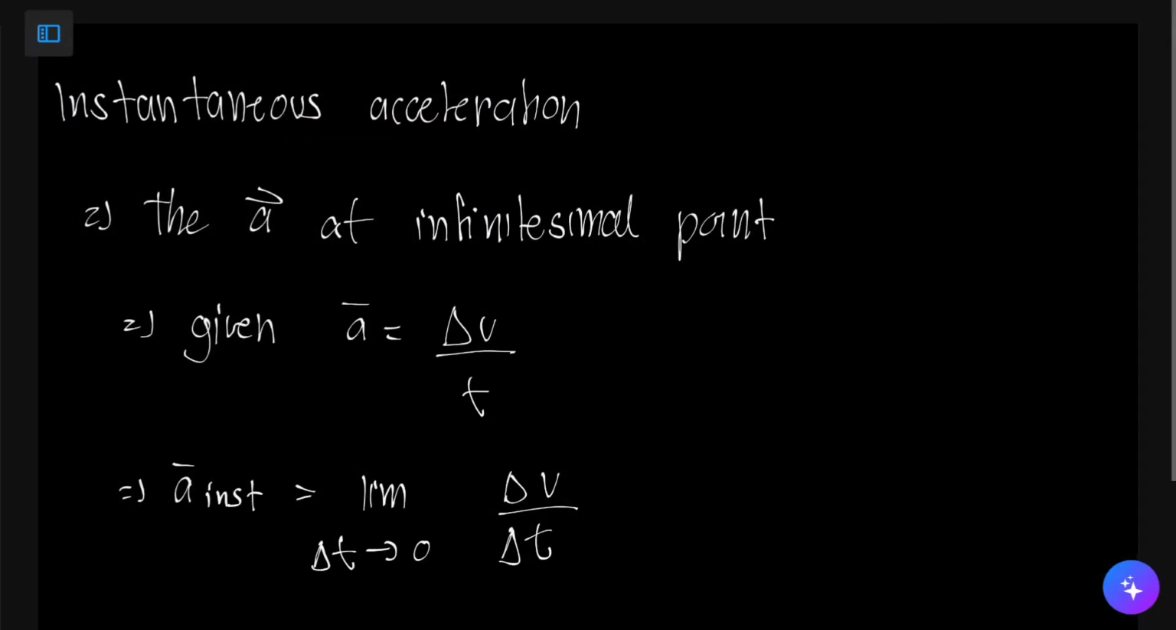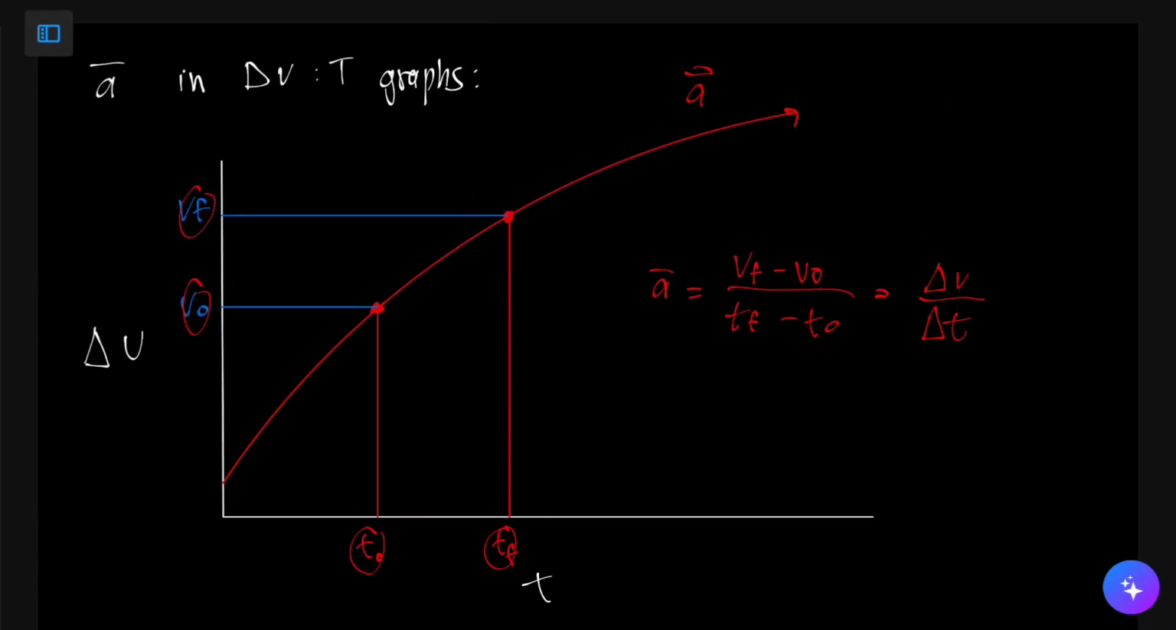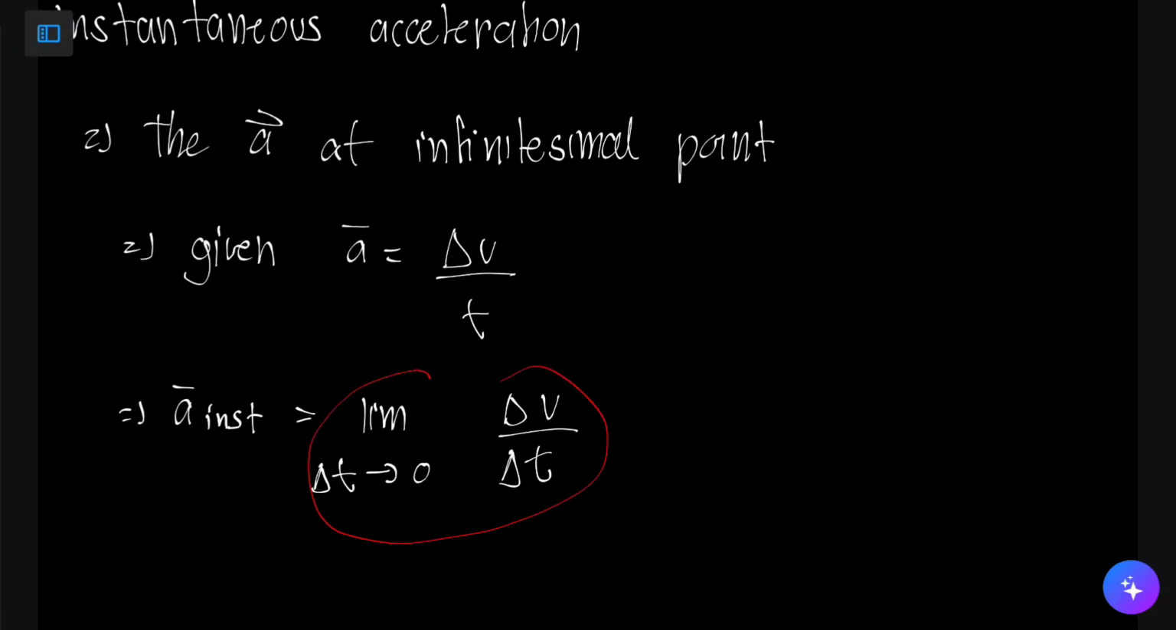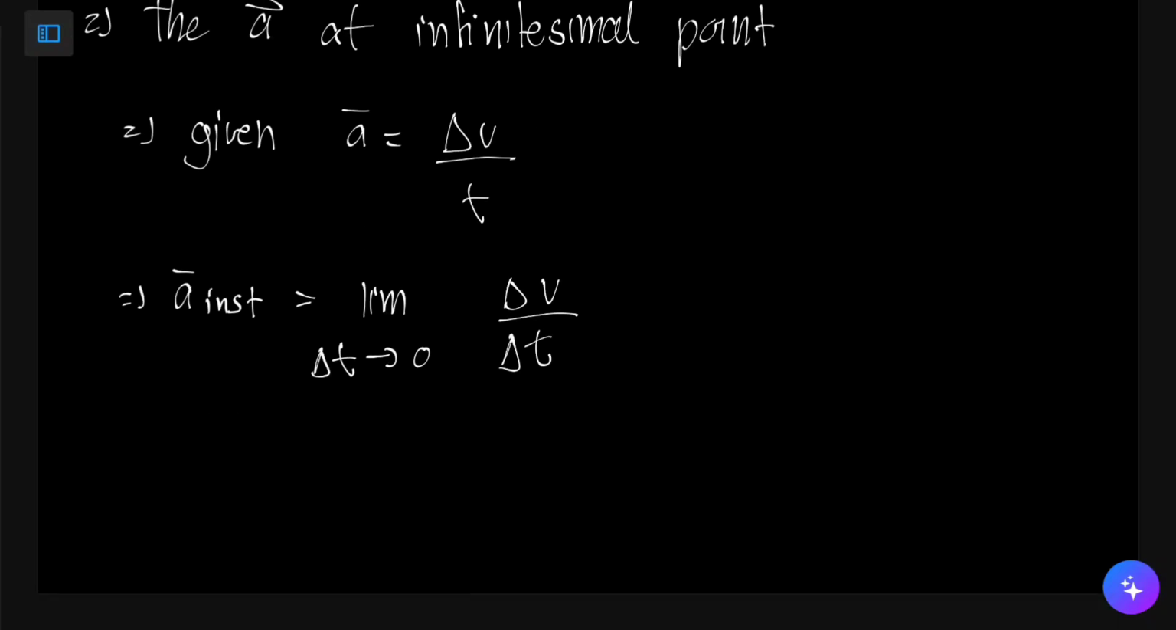Okay. So again, if you want to take the acceleration at a certain point, you just have to take the limit of this function, similar to your instantaneous velocity. That will be called your instantaneous acceleration. It's just the acceleration at a certain infinitesimal point. Given that this is your acceleration function, if you take the limit as t approaches 0, you will get your instantaneous acceleration at that point.